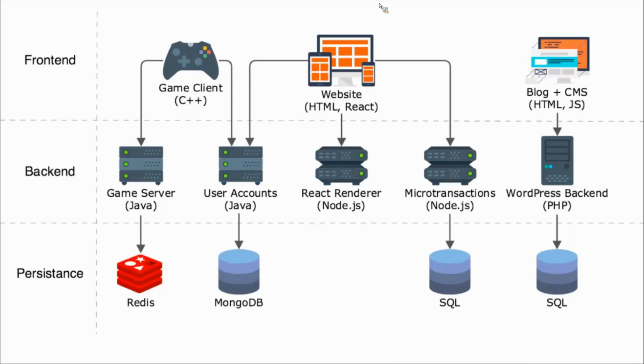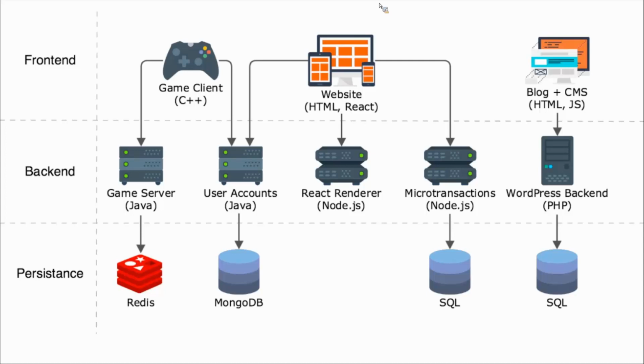So a better example of this is that I have a game client. It's written in C++. It uses a game server, which is Java. It stores its data to Redis. But I also have a user accounts backend, which is also in Java. And both my game client and my website can both read from that user accounts backend. So they don't share persistence when they don't need to share persistence, but they have access to the same things only when they need to.